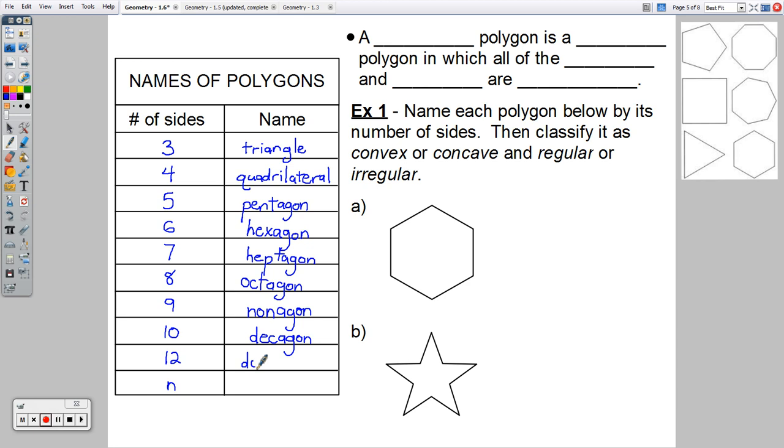And then a dodecagon. It's kind of like a decagon with 2 extra letters. So 12. 2 plus 10. And then this one is an n-gon. I literally just thought of that. I've never thought about it that way. But if that helps you, great.